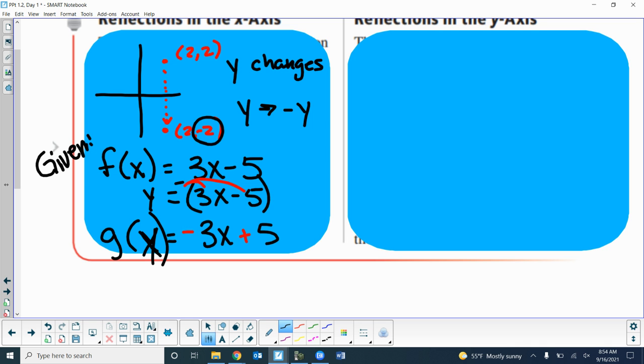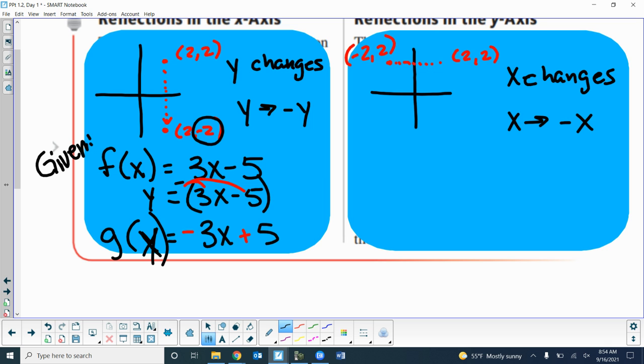If we reflect about the y-axis, if I have this point, we'll just say it's 2, 2. Okay? And we go this way. What's that point going to be? What are its coordinates? Negative 2, 2, right? So what changed? The x changes, right? So x changes to negative x, right?